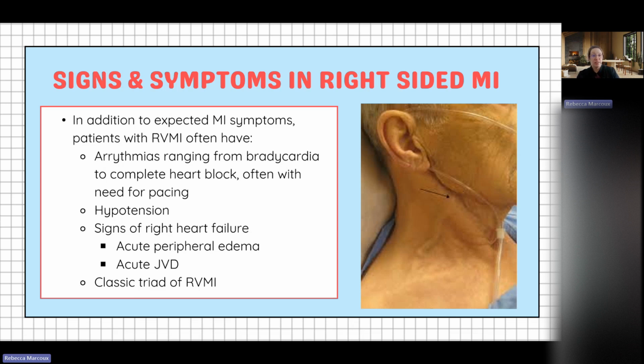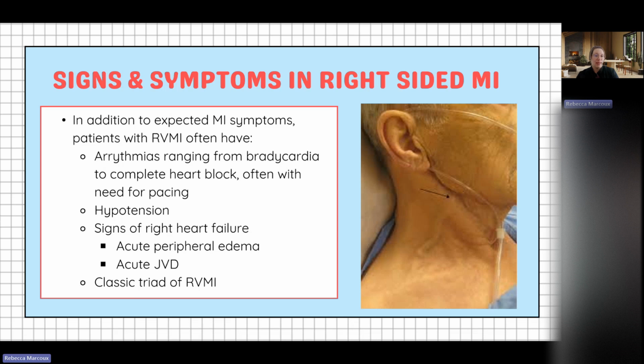So this is often different from what we're going to see in our other areas of infarct. Again, as I said, patients are going to be hypotensive, and you might see some acute signs of acute right heart failure. So patients will suddenly develop acute peripheral edema, or you might see acute jugular vein distension, like in this person here.